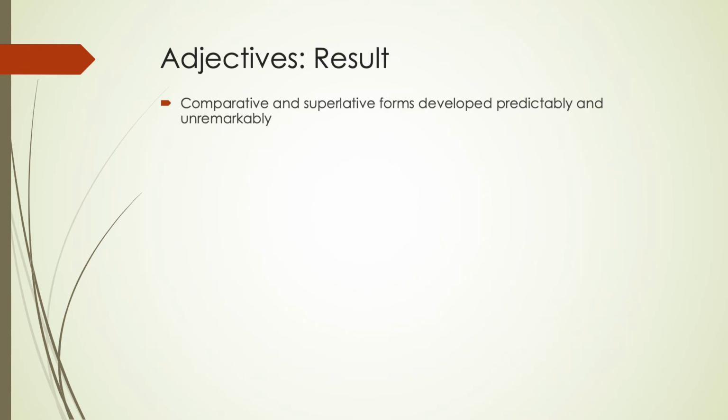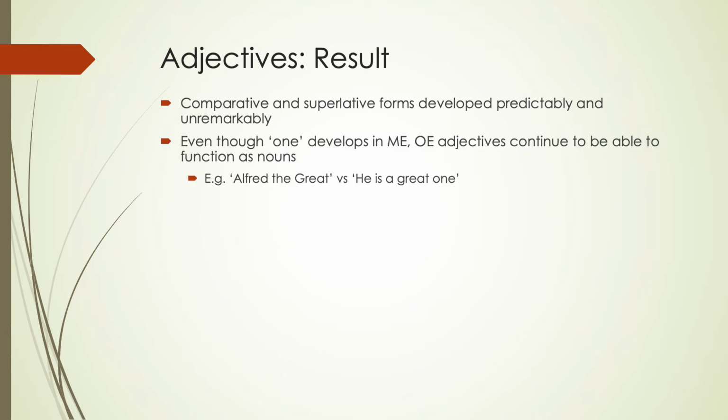So we end up with comparative and superlative forms that are developing. This is something that happened predictably and wasn't really a remarkable thing. We'll see some changes to that over time as we move into early modern English. We see the use of one as a way to use adjective descriptions developing in Middle English, but the Old English pattern is still able to function where adjectives can be used as nouns. So things like Alfred the Great is still allowed in Middle English, but we're seeing this less commonly compared to something like he is a great one. We can't just say he is a great, can't use that as a noun any longer in those ways like we were able to in Old English.